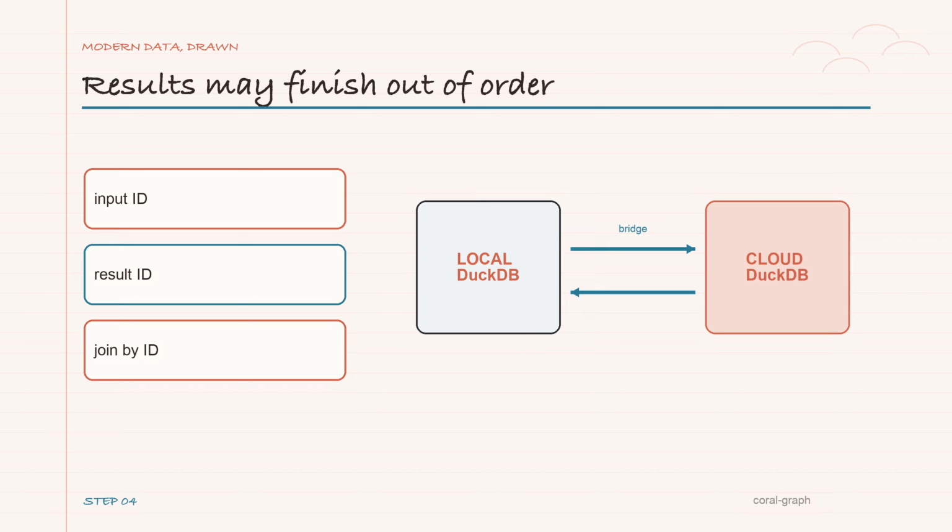Read the drawing from one idea to the next. Input ID, then result ID, then join by ID.